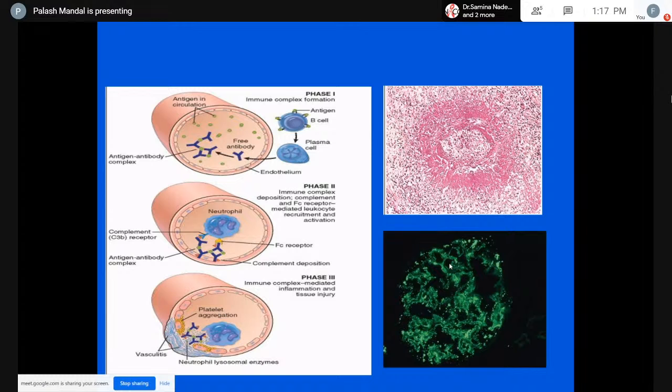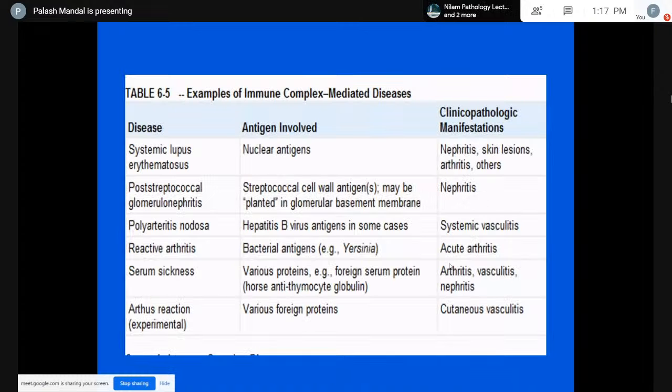Okay, so these are the examples of immune complex mediated disease. Why are these given? Because they ask you in the viva, give some example of immune complex or type 3 type of hypersensitivity reaction. So you will say lupus, that is SLE, systemic lupus erythematosus, where the antigens are the nuclear antigens leading to all these reactions. There is post-streptococcal glomerulonephritis, polyarteritis nodosa, reactive arthritis, and so on. I have already told you the names.